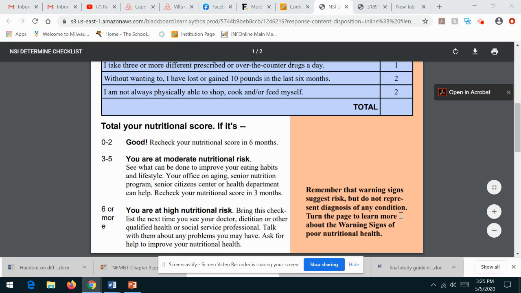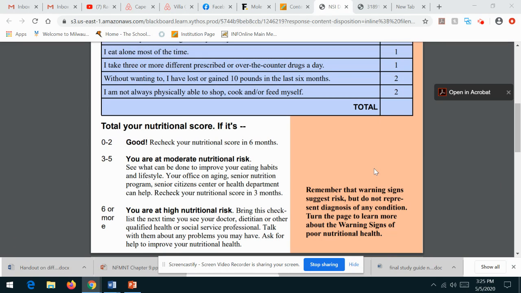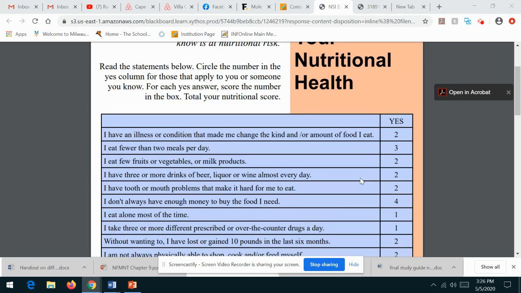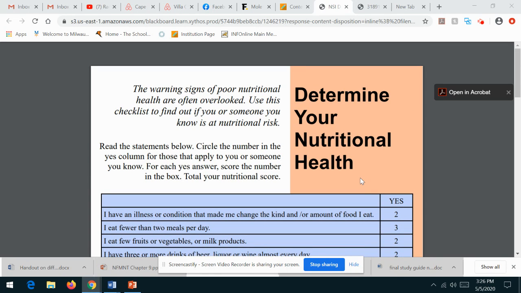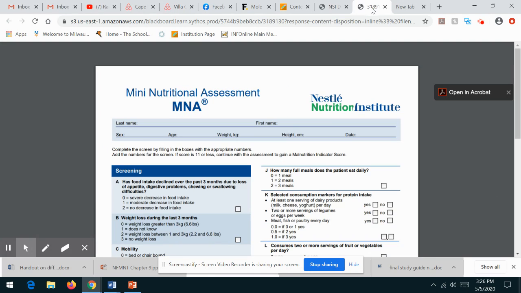Okay, so we're not looking to diagnose anybody. We're just looking to determine, see what I did there? Determine who would need our help. So that's one of the ways that we can facilitate a nutrition screen in the older population.